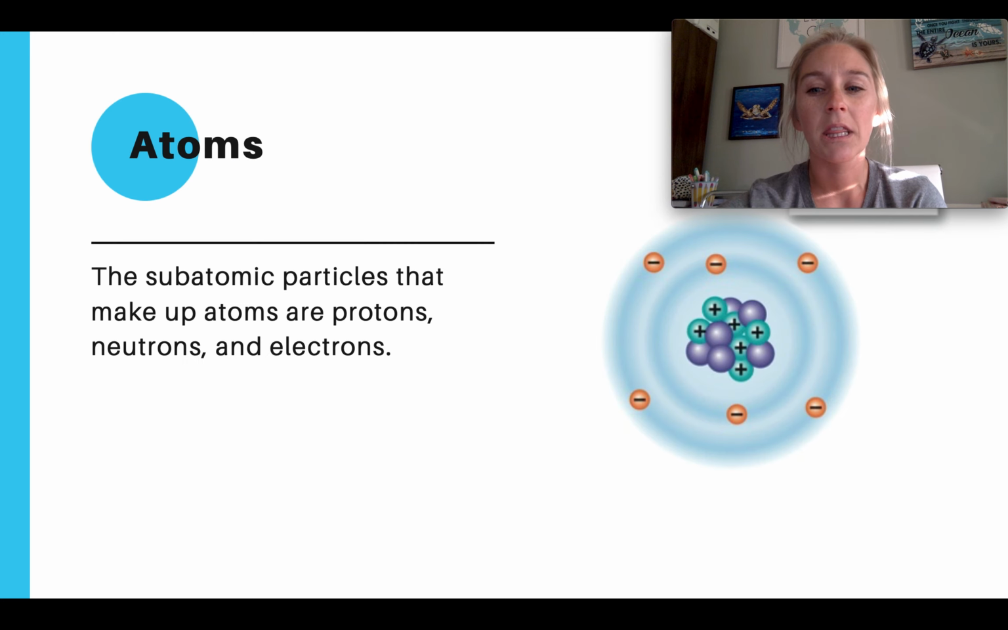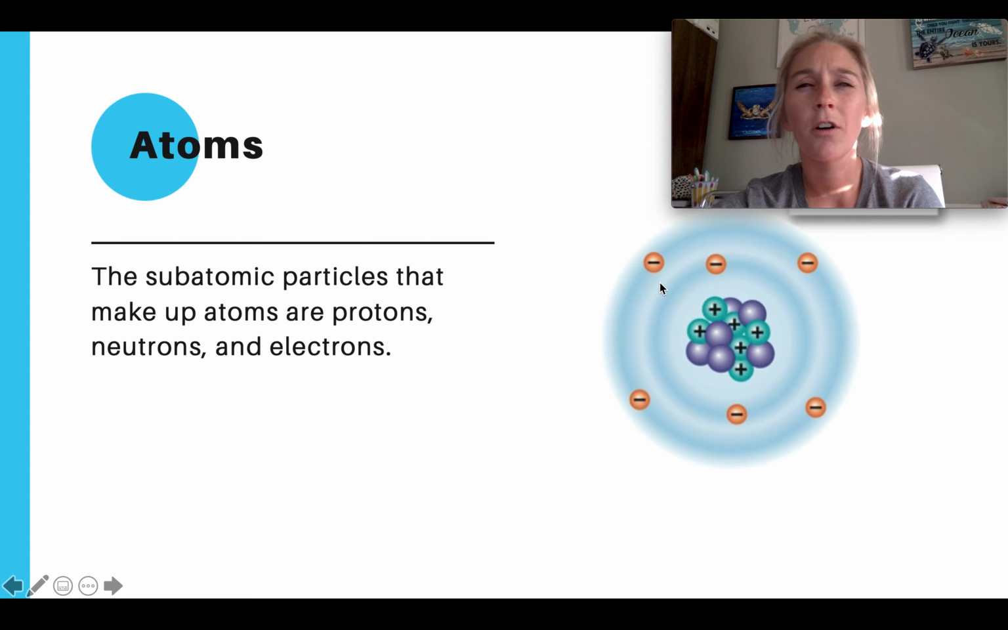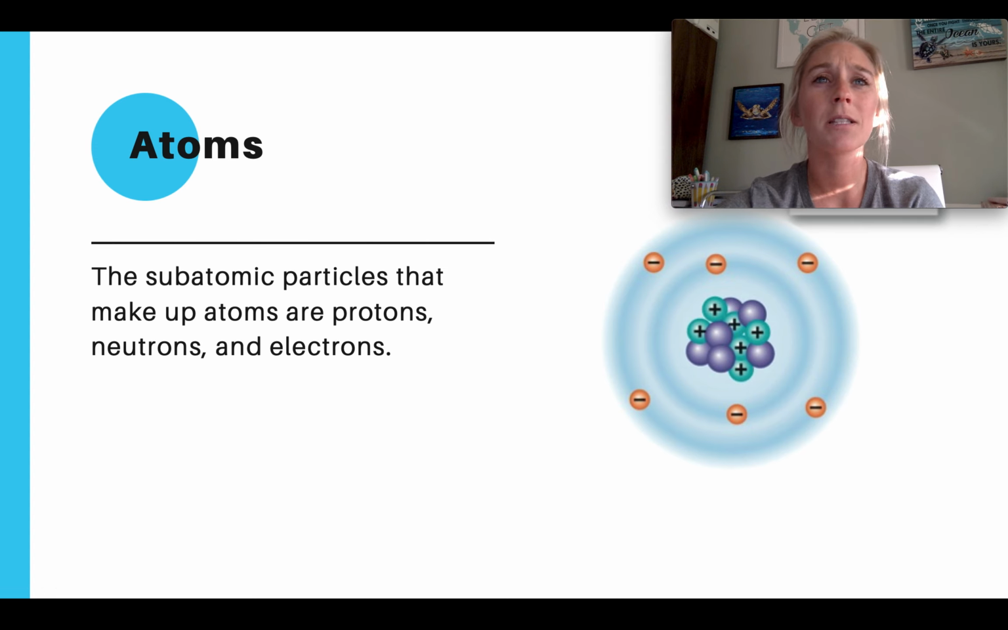So this is an atom. They're made up of protons, neutrons, and electrons. An atom is the most basic unit of matter, and the protons are going to be shown with a little plus symbol because they are positively charged. Neutrons have no charge, and then electrons around in the outside electron cloud are going to have a little minus symbol because they are negatively charged.